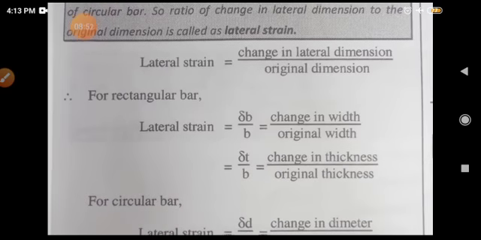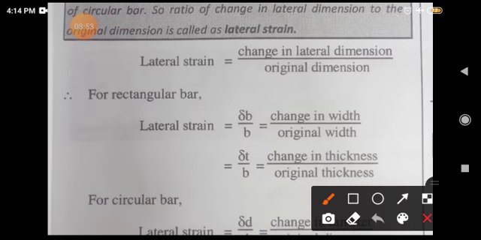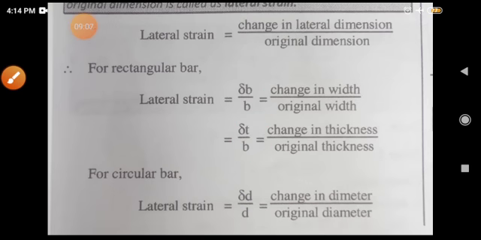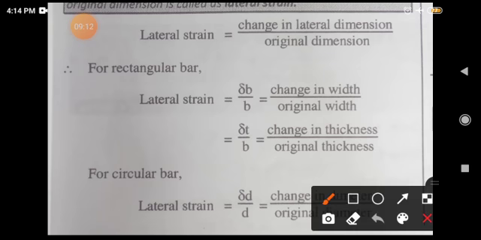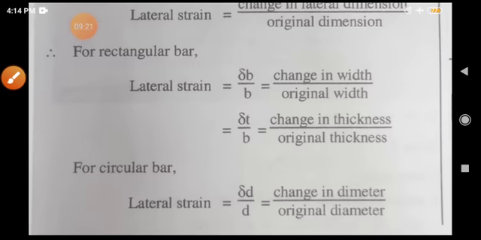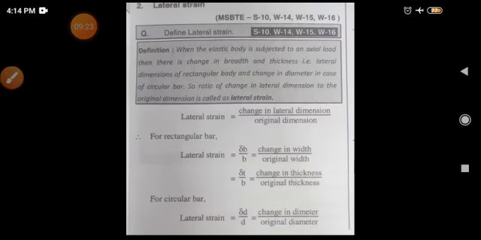The ratio is given for a rectangular bar. dB is the change in width, b is the original width, dt is the change in thickness, and there should be t, not b. t is the original thickness. Okay, now for a circular bar, its area will decrease or its diameter will decrease. So delta d is the change in diameter and capital D is its original diameter. Okay, this was the lateral strain.